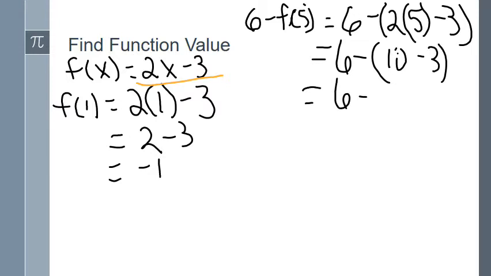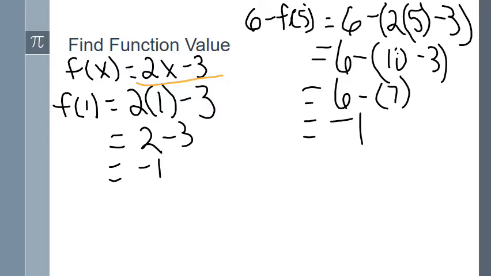And so 6 minus 10 minus 3 is 7. So I got 6 minus 7. Well, guess what? That's also minus 1. So when x is 5, y is also minus 1 in what we've been asked to solve here, which was 6 minus the function equation 2x minus 3.